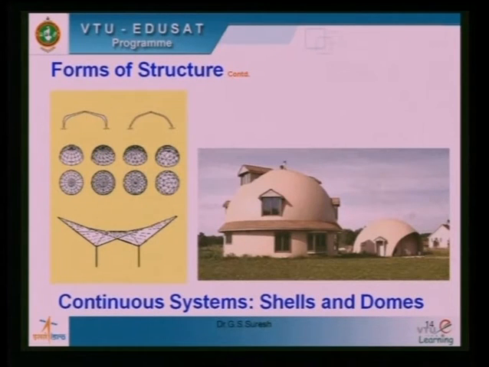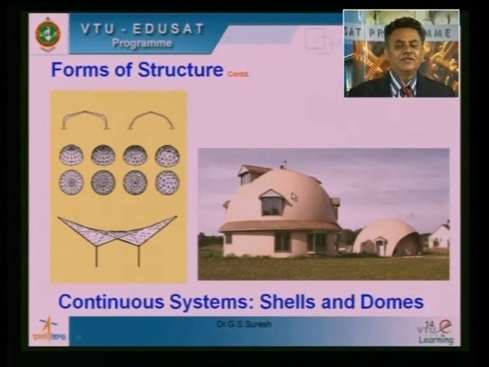Then the other form which I told you is a continuous system. The right side figure which you can see is a dome made out of reinforced concrete. This is called a continuous system because the system is in three dimensions. That's why it is called a continuous system. The structure name for this is shells or domes. What you can see here is also a dome, and what you can see here is also a shell.